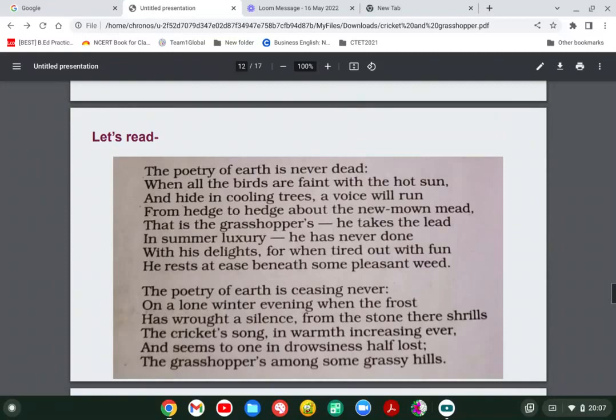If we see in the first line, the poetry of earth is never dead. There is a kind of rhythm in the earth and it never dies. It keeps on moving again and again, right? It is saying that in case the birds are not chirping, not singing because of the hot, scorching heat, the sun is not at all grateful to them.